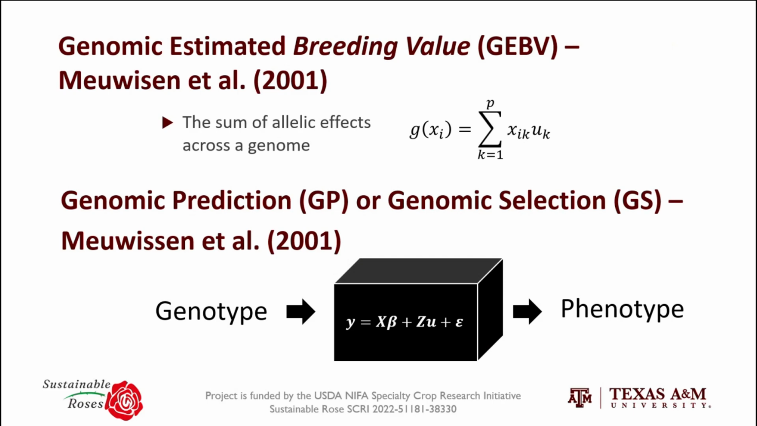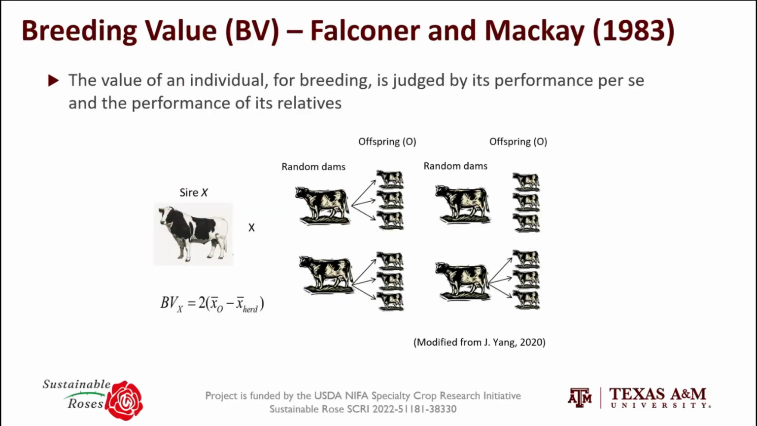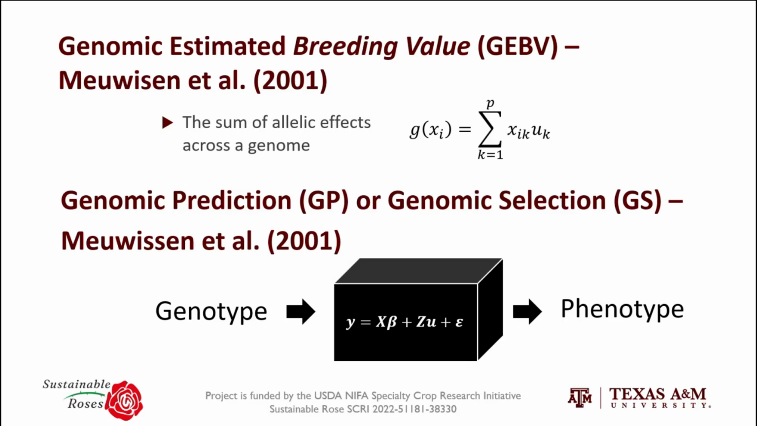I'm going to show you equations. You don't have to worry about them, but if you understand them, then great. So the breeding value traditionally was done through pedigree, understanding the pedigree of lines. Now, if we have perfect pedigrees, then we can do the same thing with roses. But if we don't, we can use genetic relationships based on markers as a proxy for that pedigree understanding.